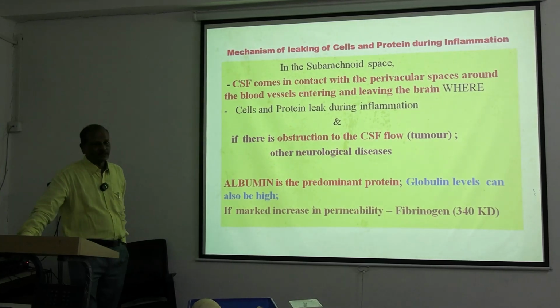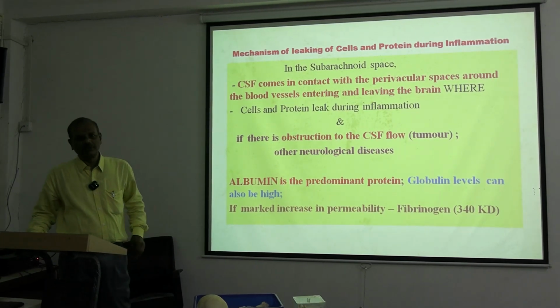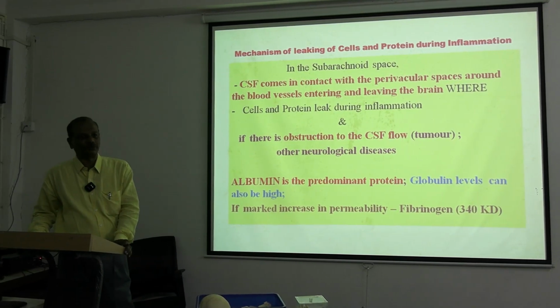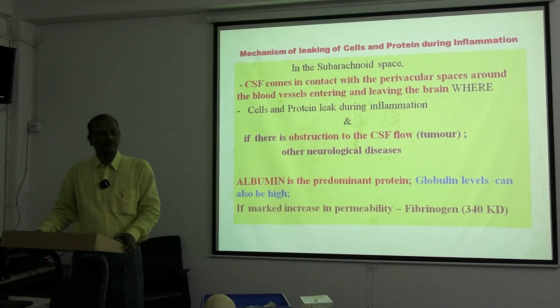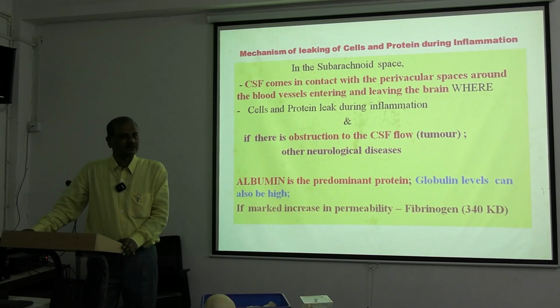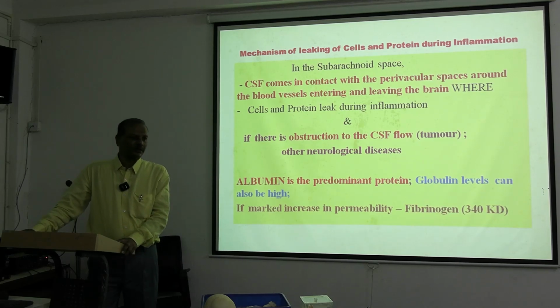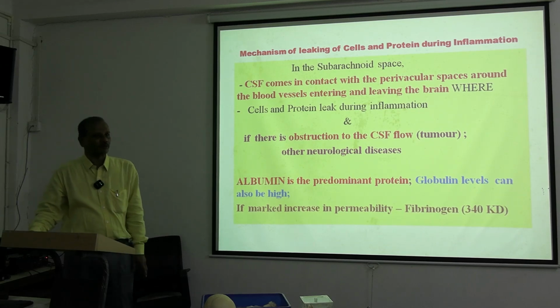If there is a marked increase in permeability, fibrinogen, a very high molecular weight protein, will come. It's a 340 kilodalton protein. In contrast, albumin is 67,000, 67 kD. So when there is a remarkable increase of permeability, which usually happens in tubercular meningitis, fibrinogen is present and a fibrin clot is there.